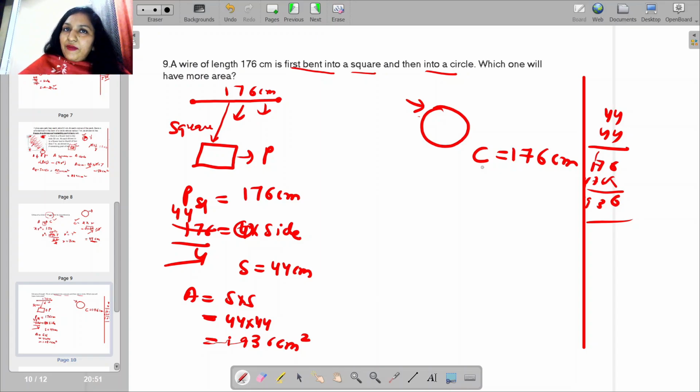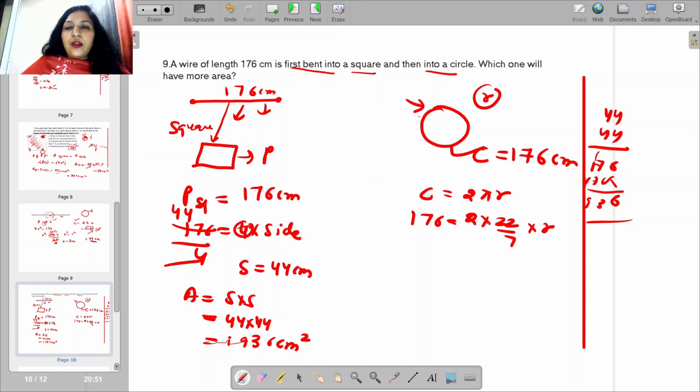Now from circumference to area, for area of the circle pi r square we need radius. Let's start with the given information. Circumference is 2 pi r. The value of circumference is known, that is 2, this is pi and this is r. Take 7 to another side. It is in the denominator here, so it will go up. 2 and 22 are in numerator, so they have to go down.